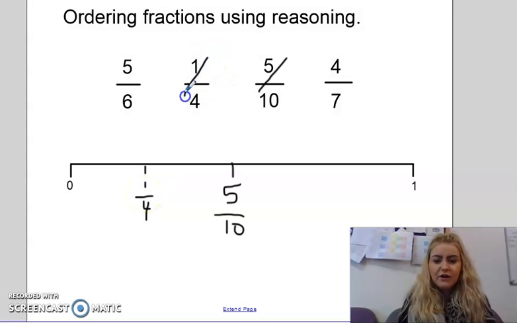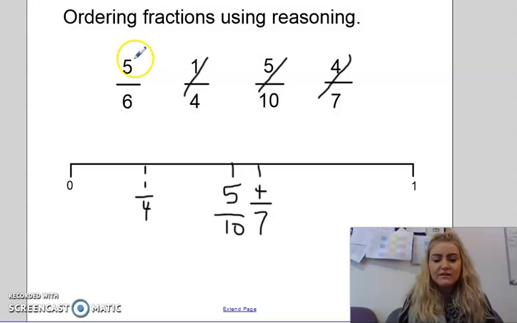Looking at the ones that I've got left, I've got 5/6 and 4/7. Well, I know that 5/6 is almost 1. It's missing 1/6, isn't it? Whereas 4/7 is just over 1/2. Okay, so I'm going to put my 4/7 on, so it's just over 1/2, because remember 4/8 is 1/2. So we could look at 7 and say half of 7 is 3.5. So 4 is greater than 3.5, isn't it? So that's just a little way to work out your halves. So you half your bottom number, and that would give you your numerator.